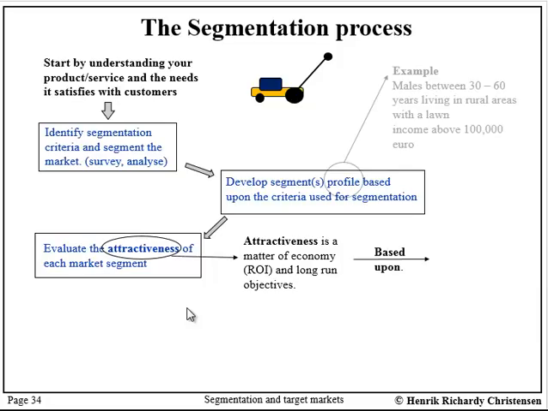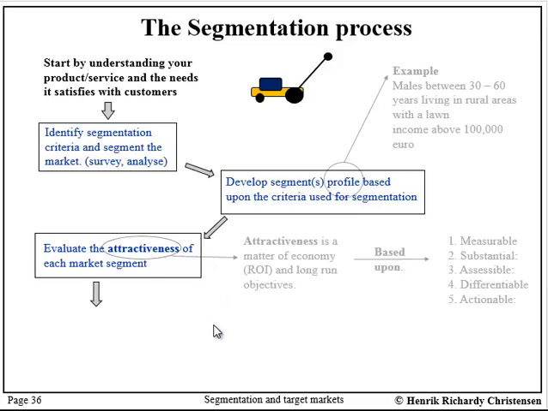Well, we would make that evaluation based upon 5 different issues here, and we'll get back to these issues later when we discuss those specific phases. But they have to be measurable, substantial, accessible, differentiable, and actionable. And if a segment is actually measurable, substantial, accessible, differentiable from the others in the market, and actionable, then it might be attractive. And then we will have to make a further analysis on the return on investment.